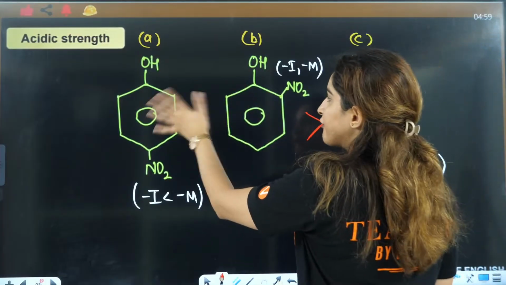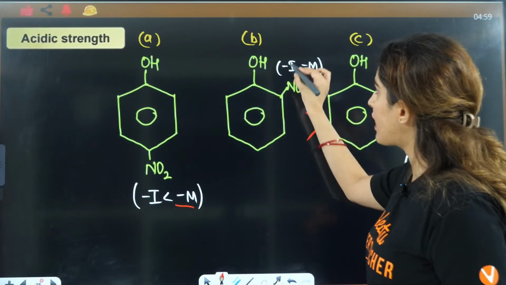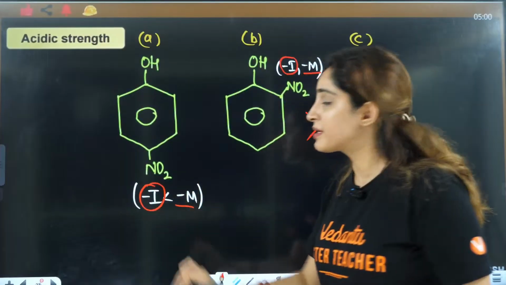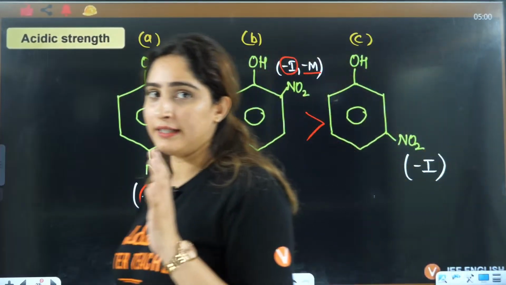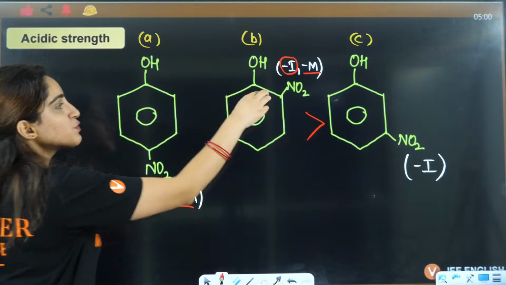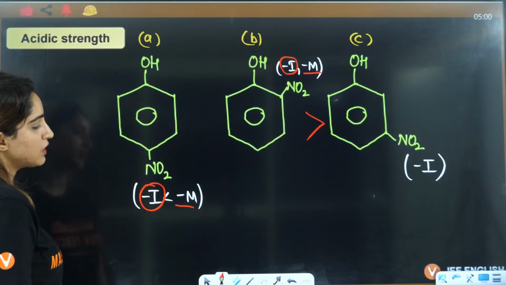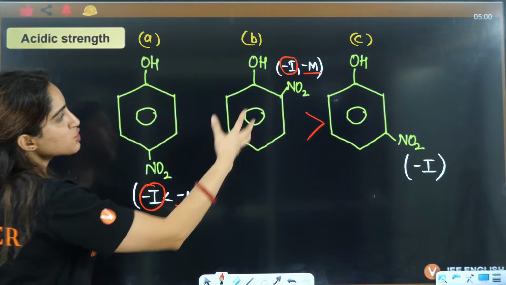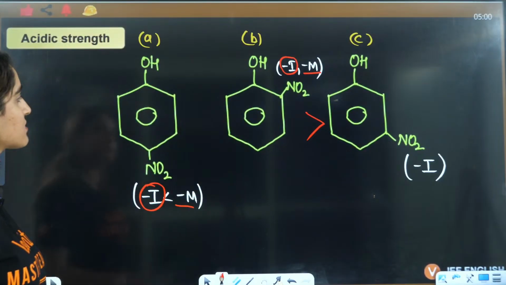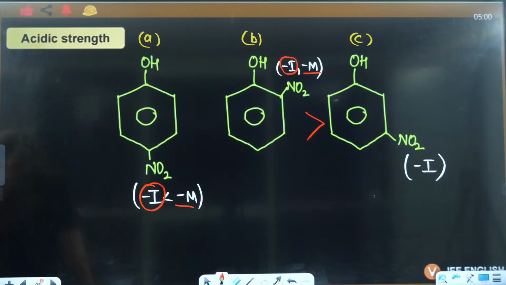Out of A and B, if I have to choose, because mesomeric effect is same in both the cases, I'll choose from inductive effect, because inductive effect is distance oriented, right? So because of this distance orientation, this will show more minus I effect as compared to this one, right? So here it should be B then A, C, right? B then A, C. Wait a minute.